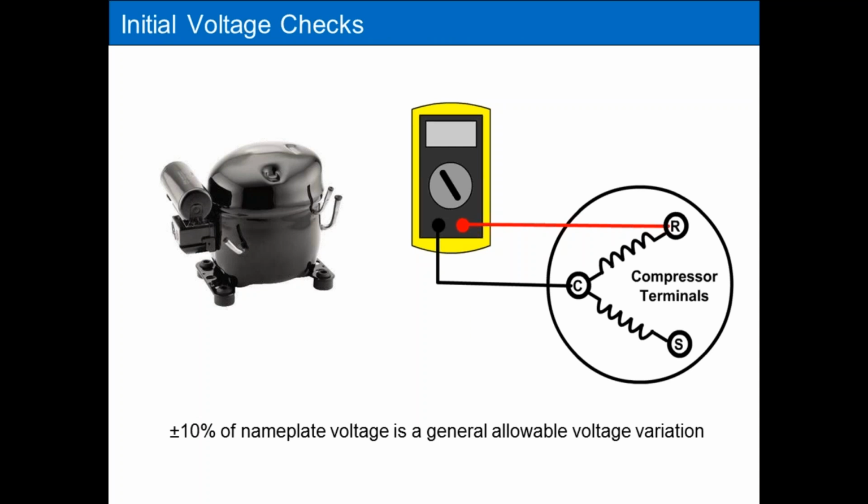When you come across a compressor that doesn't start, no hum, no try, no amperage draw, the first thing to do is to check to see if you have voltage going to the compressor. I would recommend you go right to the compressor terminals, check between common and run, and see if you have 110 volts, whatever the nameplate voltage is. Typically 110 on these smaller units. If you don't have the voltage, then you have a problem before the compressor.